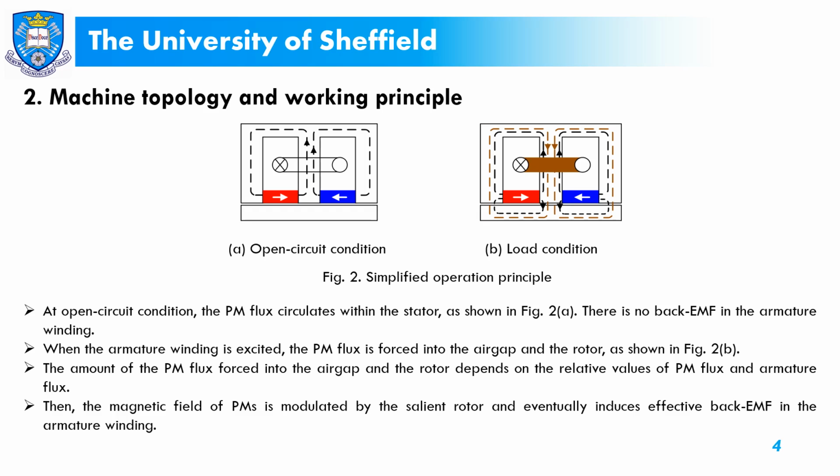When the armature winding is excited, the stator core becomes saturated and the PM flux is forced into the air gap under the rotor. The amount of the PM flux forced into the air gap and rotor depends on the armature field strength and the stator core saturation. Then the magnetic field of the PM is modulated by the salient rotor and eventually induces effective back EMF in the armature winding.